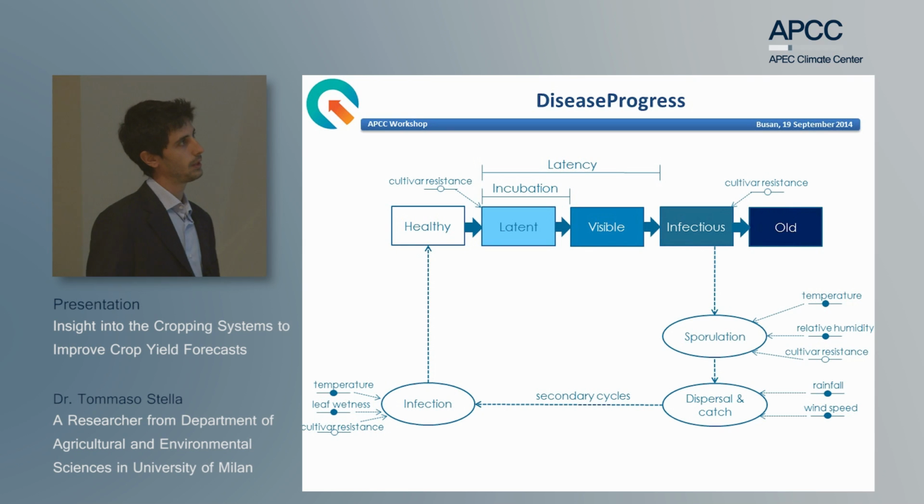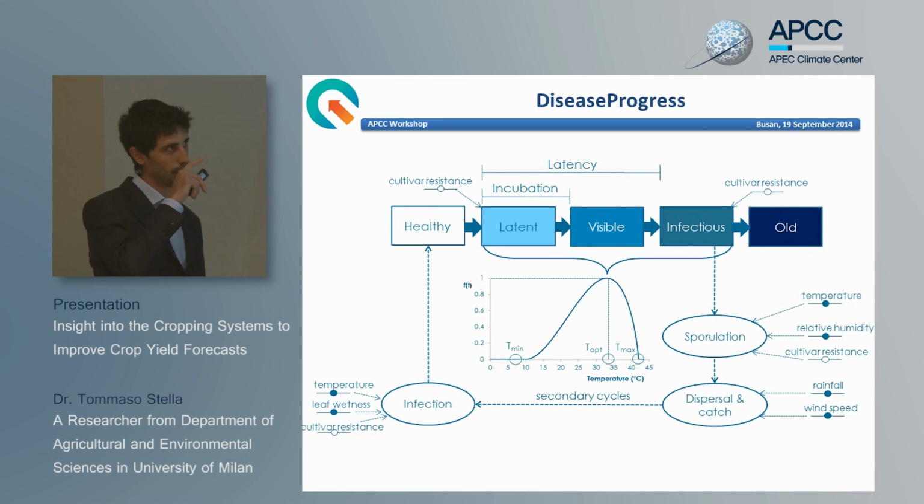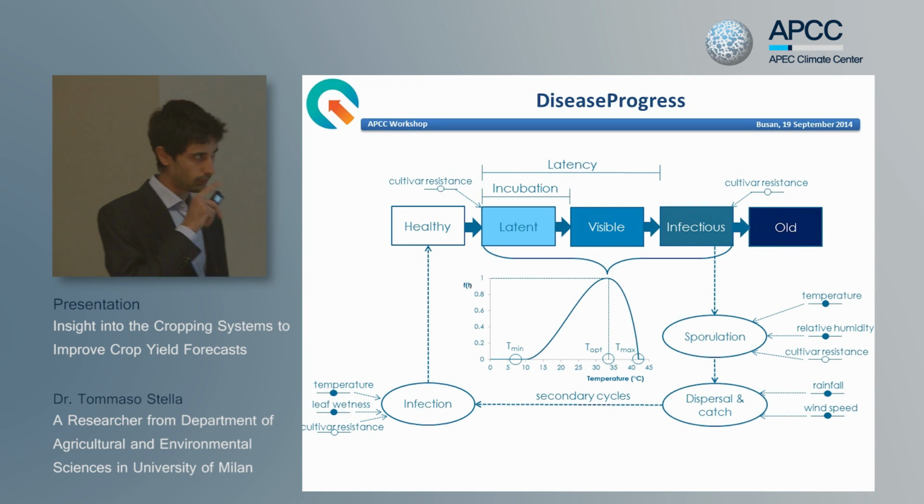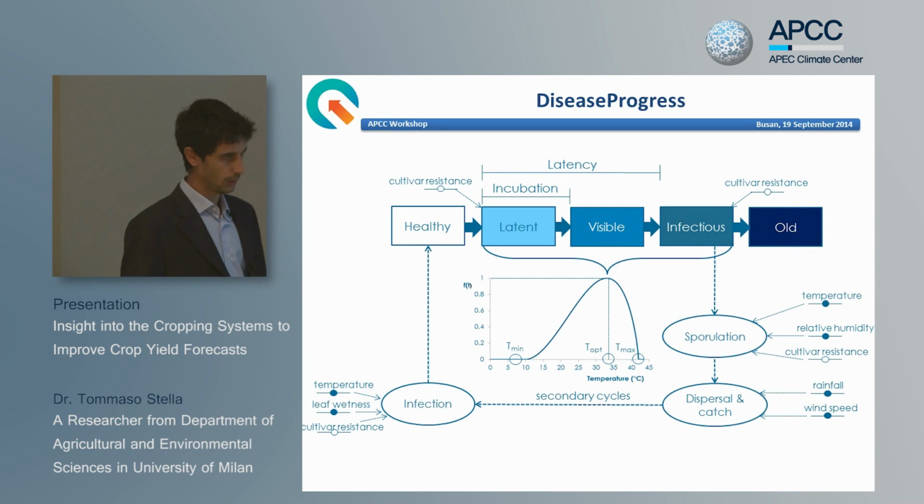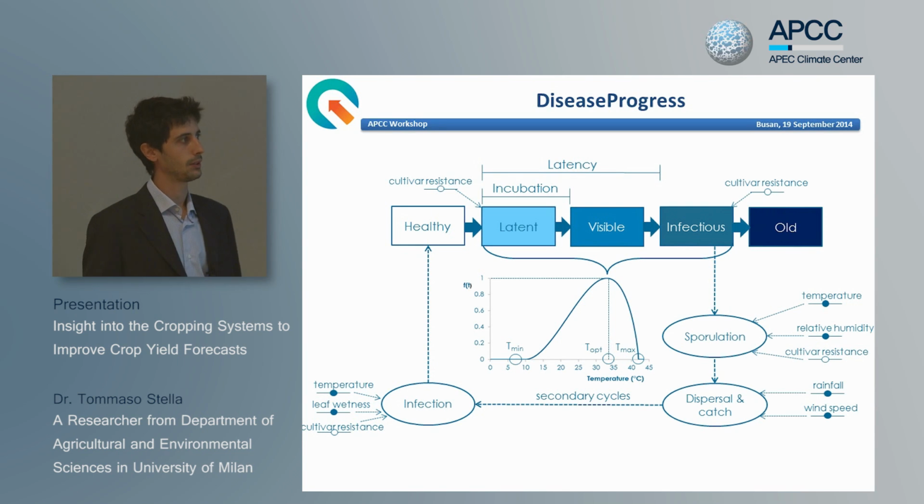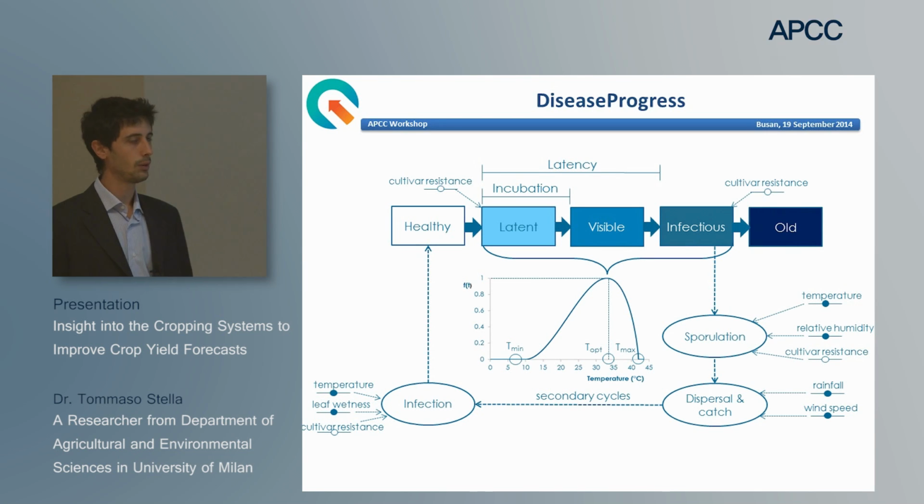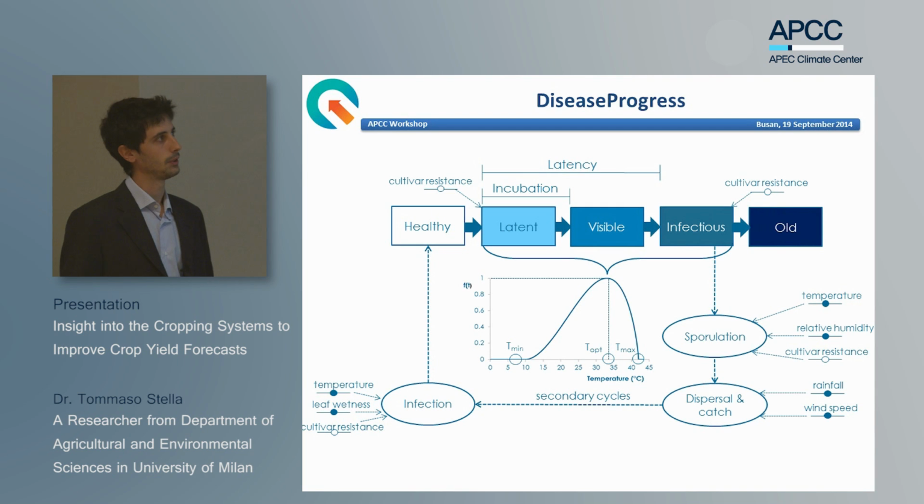And during this latency and infectious period, the dependency of the processes to temperature are described by a simple beta function, which is parameterized by 3 parameters: the cardinal temperature of the development of the disease, which can be different for each one of these processes.